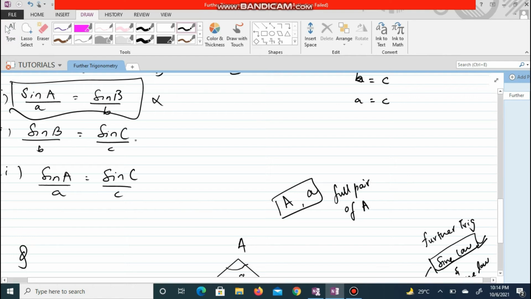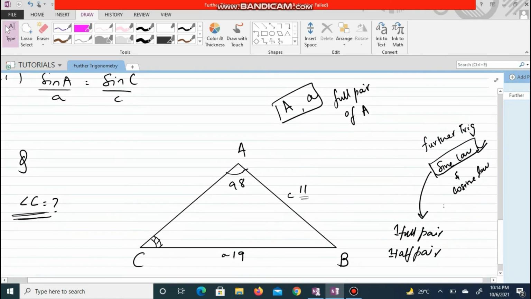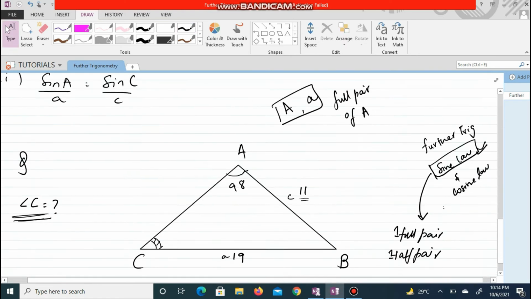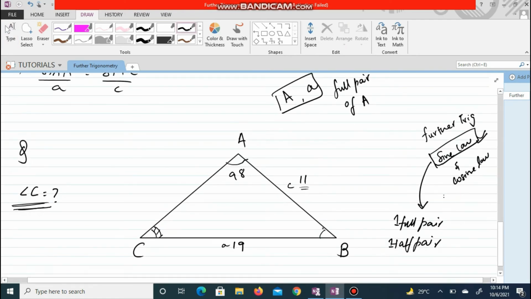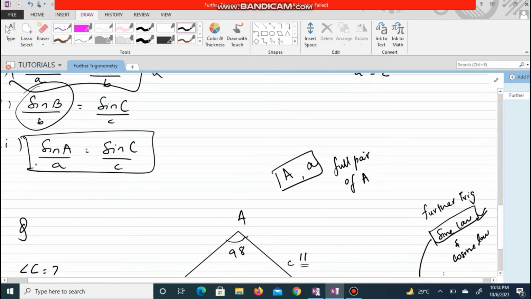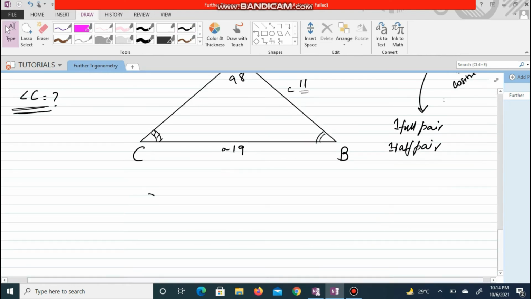So our probable options remain these two, but if you see, we have not been given anything of the pair B. As you can see, no B is present, neither the side nor the angle, so that would make the formula incomplete. So what do we have? We'll put up this formula. Sine A upon A is equal to sine C upon C.